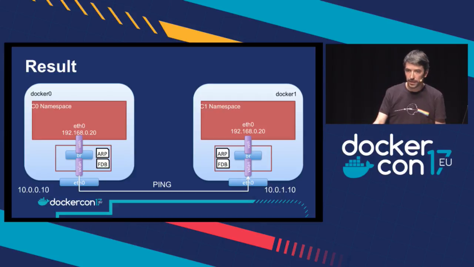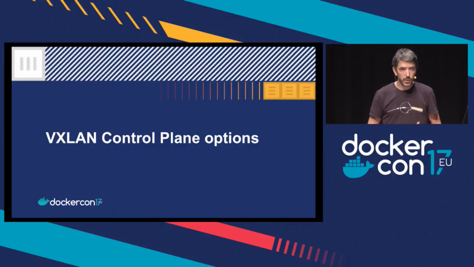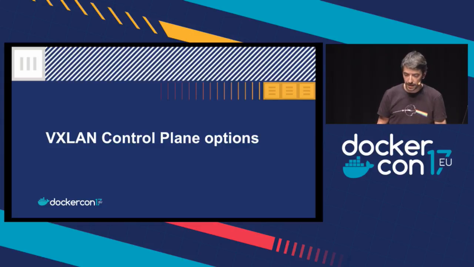So here is what we built. What's added from the first slide is now we have this ARP and forwarding database information, which allows us to find the host where the container is located. But you see, it's very manual, and there's no way you can scale this kind of thing. So you have different ways to distribute addresses in VXLAN, and I'm going to go through them now.